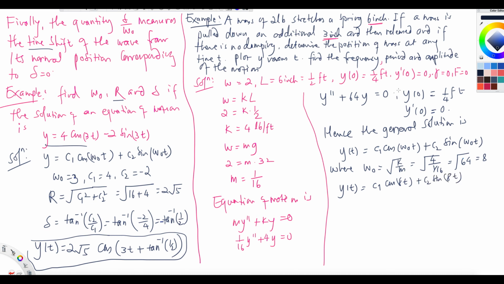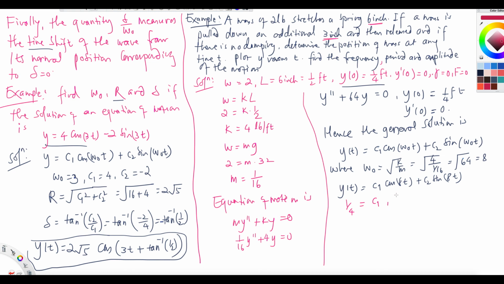Now I want to use the initial condition. The initial condition is y of 0 equals 1/4. So let me use that. Take t equals 0: 1/4 equals C1 cosine of 8 times 0, and cosine 0 is 1, plus C2 times sine of 8 times 0, and sine 0 is 0. So C1 is basically 1/4.